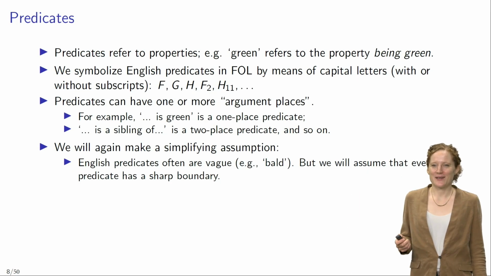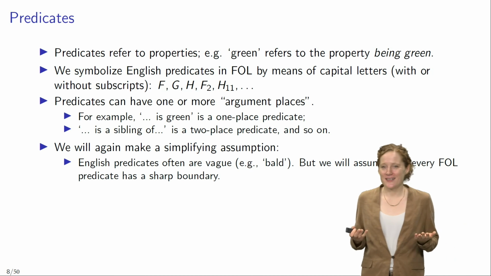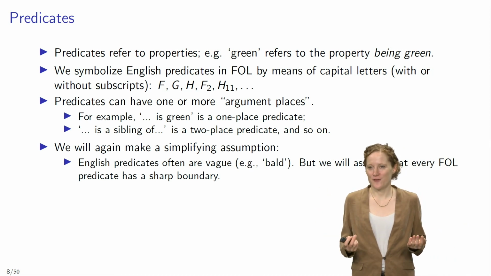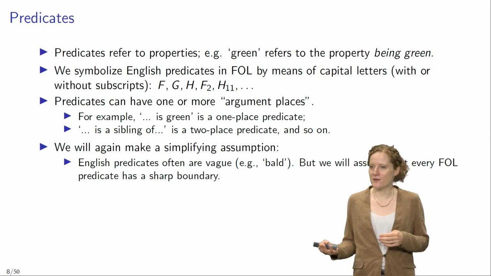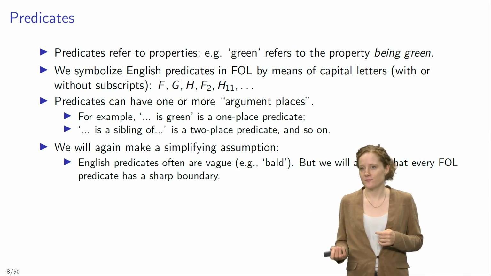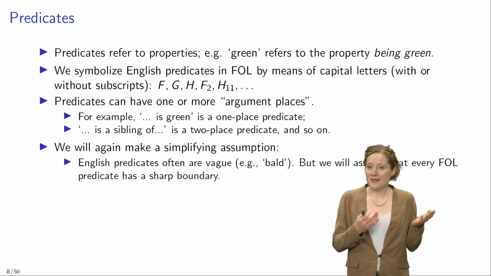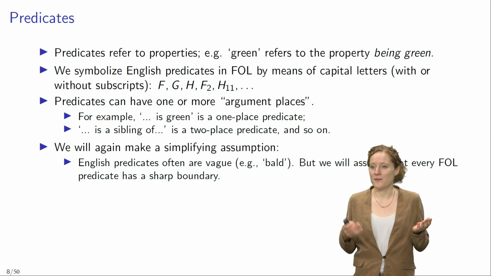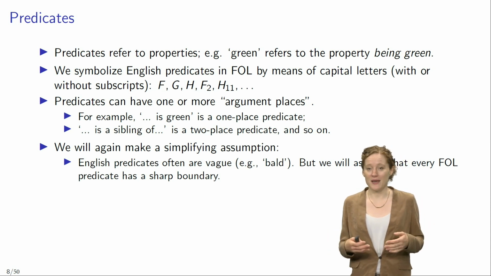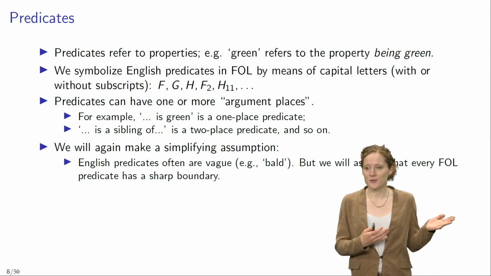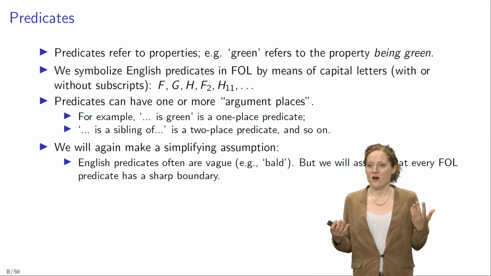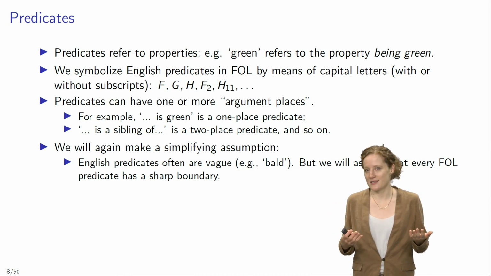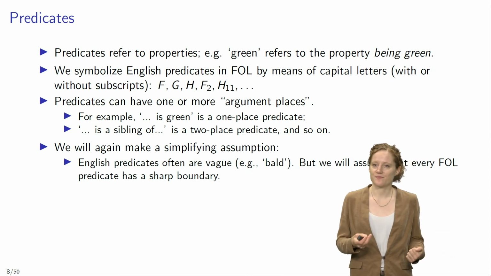Next, let's talk about predicates. Predicates refer to properties. So for example, green, or is green, is a predicate, and it refers to the property of being green. We symbolize English predicates in FOL by means of capital letters, which again may or may not be subscripted. So for example, F, G, H, F subscript 2, H subscript 11, and so on and so forth. All of these are FOL predicates that represent English predicates.